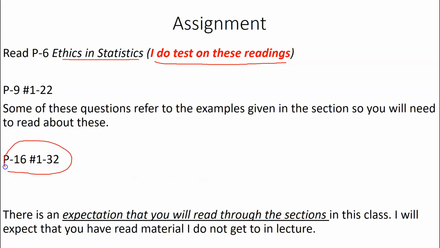Here's some problems to practice. There are some examples given that go with some of these problems that I did not get to. So that's what I mean by expect you to read.